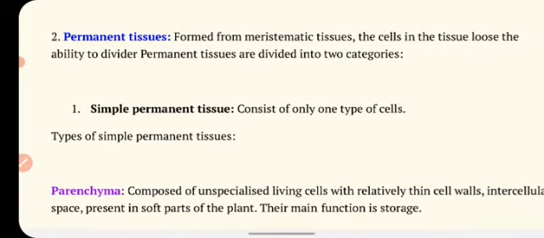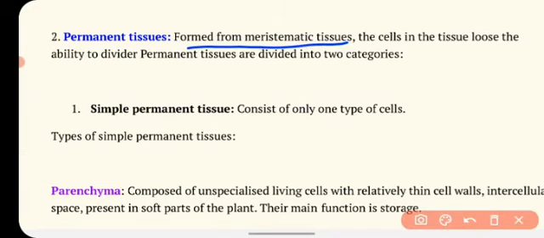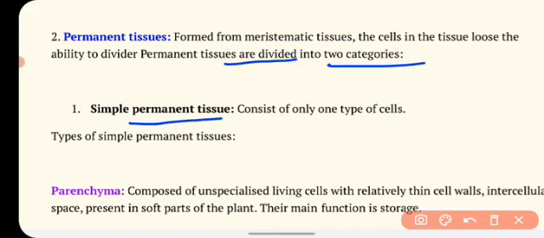Another kind of tissue found in the plant's body is permanent tissue. Permanent tissues are formed from the meristematic tissues, and the cells in these tissues lose the ability to divide, and that's why they are called permanent. Permanent tissues are firstly meristematic tissue, and when they lose the dividing capacity, they become permanent. Now the permanent tissues are divided into two categories: simple permanent tissue and complex permanent tissue.